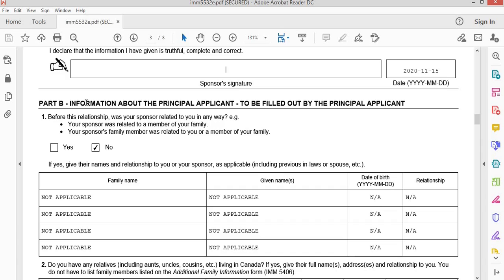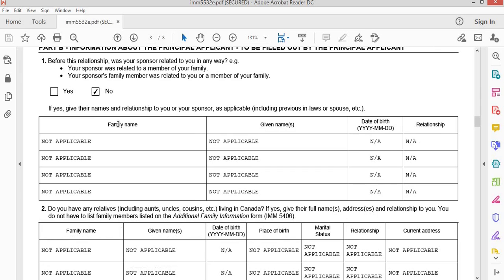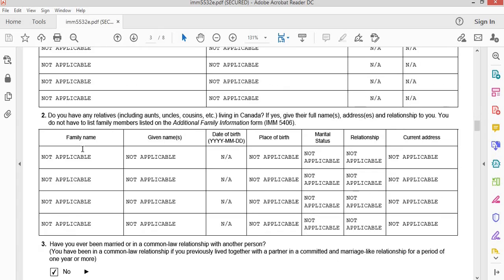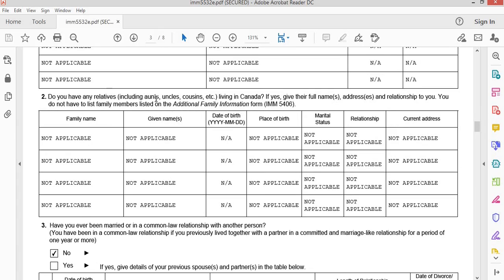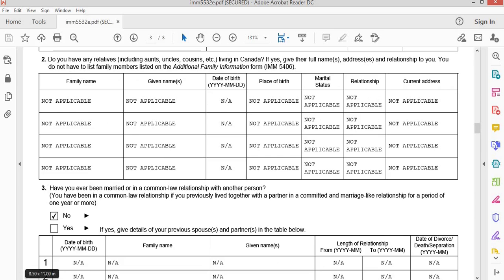Next, part B, it is the information about the principal applicant and it is to be filled by the principal applicant. First question is, before this relationship, was your sponsor related to you in any way? If the answer is yes, you can provide the information in this section. If the answer is no, and you are not related to your sponsor in any way, you can proceed to the next question after checking this box. Do you have any relatives, including aunts, uncles, cousins, etc., living in Canada? If you do, you can provide the information in here. And if you don't, you can mark it as not applicable and proceed to the next question.